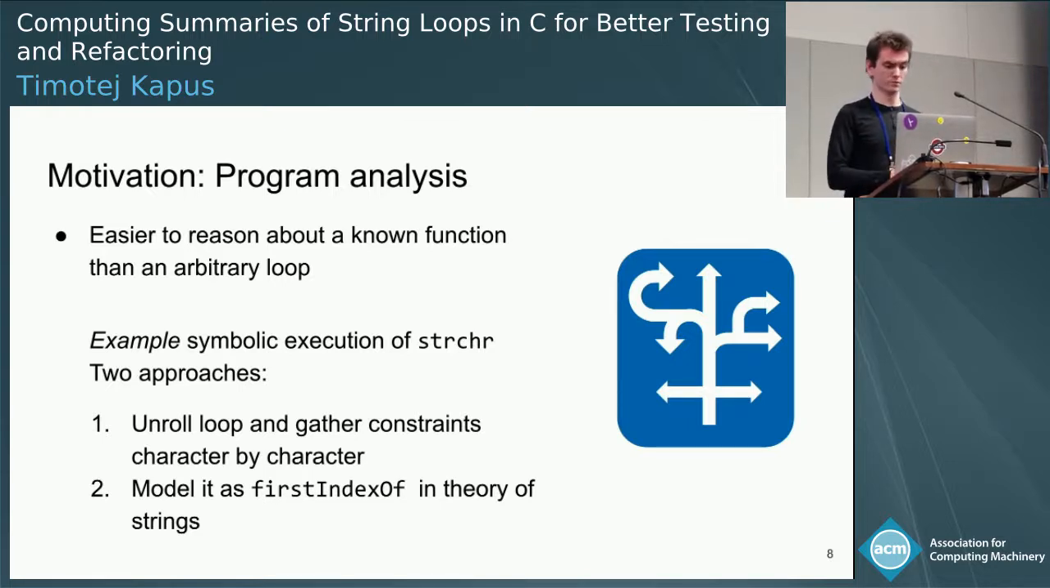For program analysis, I believe that it's easier to reason about a known function that you can model somehow than an arbitrary loop. As an example, consider symbolic execution of strchr. There's the loop view of the world, where you just treat strchr as a loop. The way you would model this in symbolic execution is you would unroll the loop and gather the constraints of the loop condition and then pass it to the solver. The other one is you can just look at strchr and realize that it's basically a first index of symbolic strings, and you can just model it in the theory of strings, which can be potentially faster.